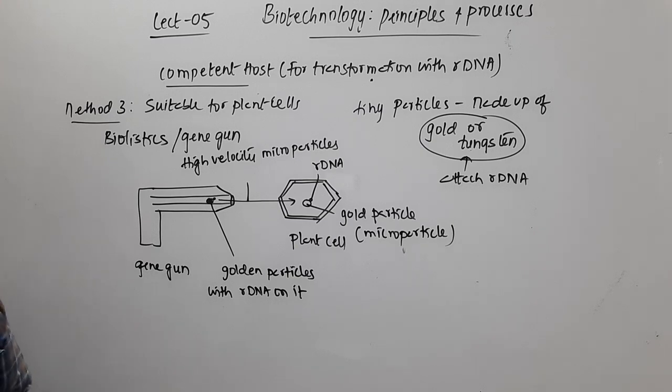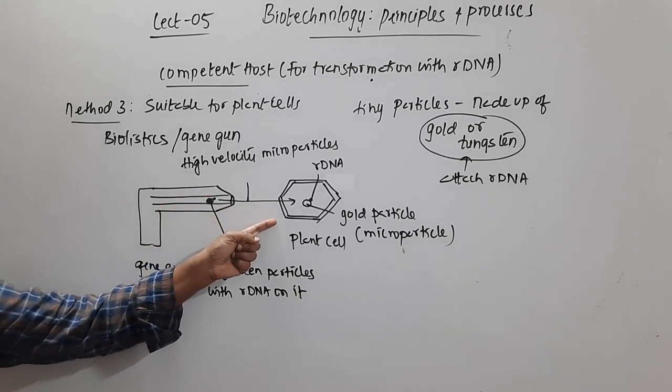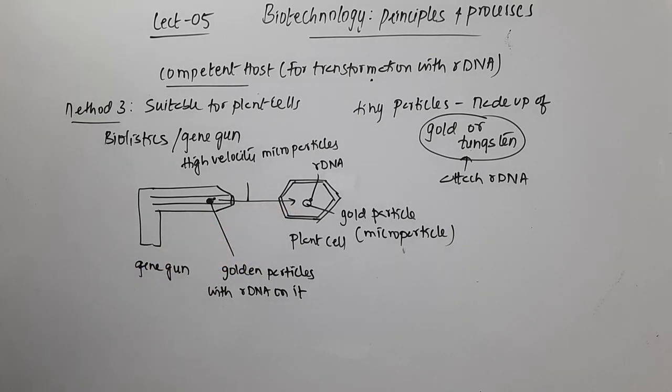Okay, I hope we know how small the cells are, we cannot see them with our naked eyes. So those gold particles need to be much smaller so as to enter into the plant cells, right? And they will be carrying the rDNA on them and finally delivering the rDNA into the host cell. So this is a method which is suitable for plants, and it's called biolistics or the gene gun.